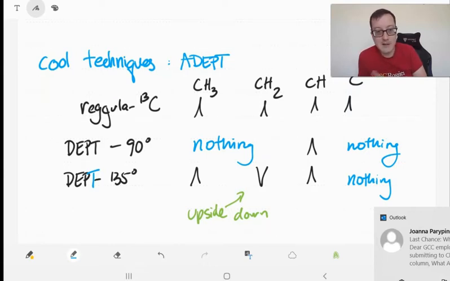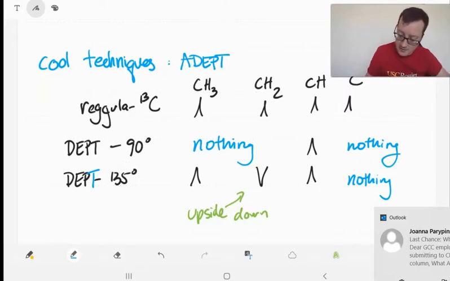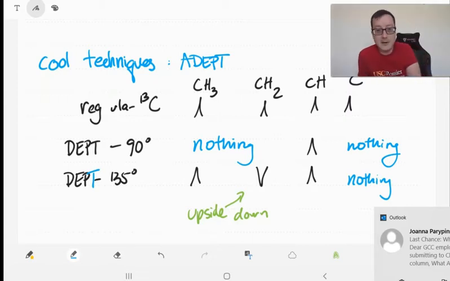And what DEPT does is it'll take all this information and combine it into one spectrum, and it'll color your peaks different colors. It'll have one color for CH3s, one color for CH2s, one color for CHs, and one color for quaternary carbons. And wow, did I spell regular with 2 G's and nobody told me anything? Well, I guess I'm not doing this live, so regular with 1 G.